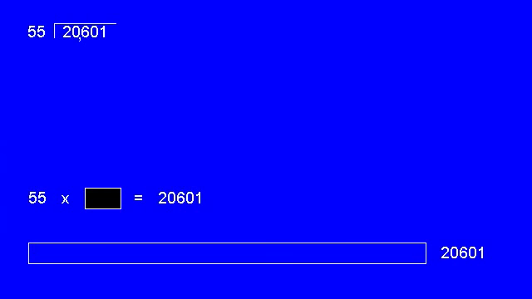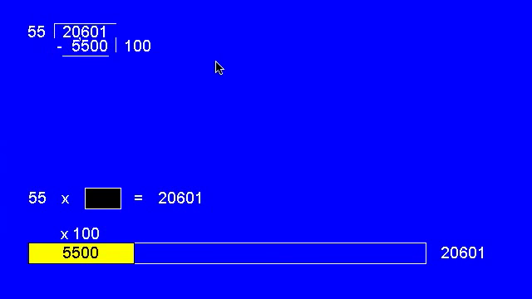An alternative method would be to do successive approximations. For example, how many multiples of 55 will get us to 20,601? And one way to start is with multiples of 10. So 1,000 multiples of 55 would be too large. That would be 55,000. So let's start with 100. So 100 multiples of 55 would be 5,500. And that gives us a remainder of 15,101.